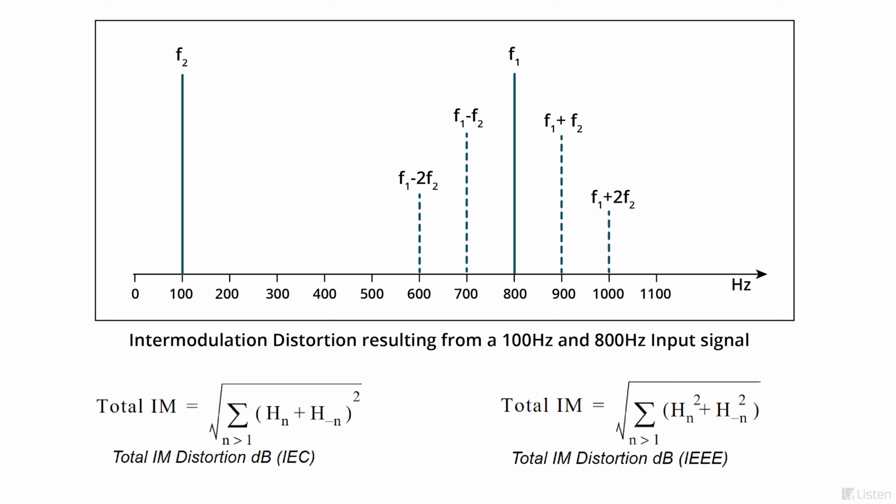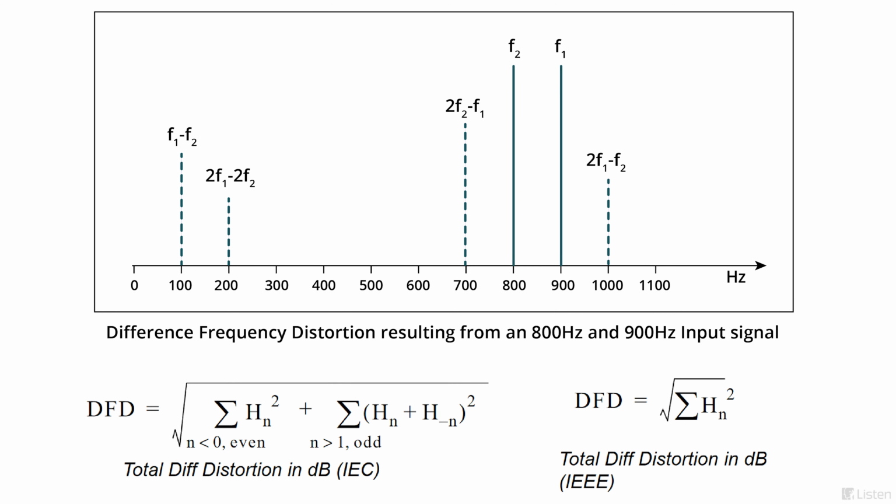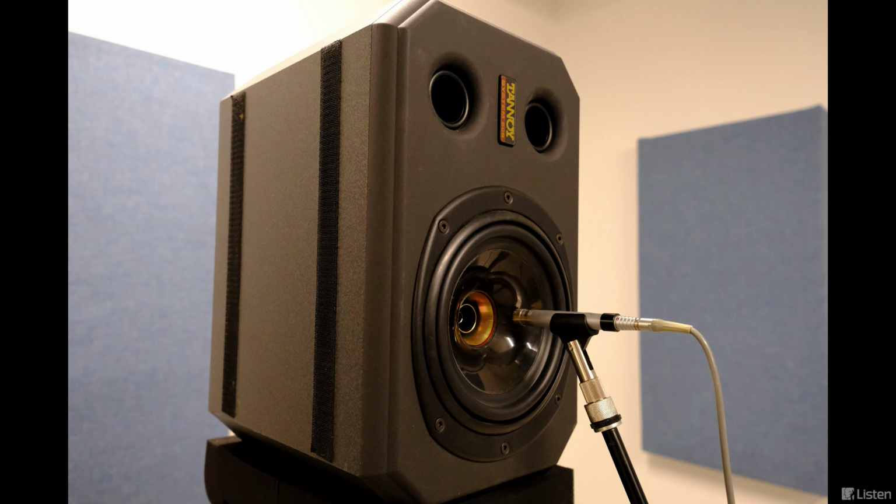With intermodulation distortion, these are equal to the sum and difference of the upper frequency and integer multiples of the lower frequency. Difference frequency distortion only considers the components that are the difference and multiples of the difference between the excitation frequencies. Each type has its own specific applications.